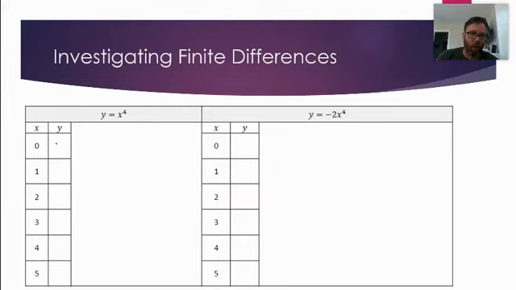The quartic polynomial, the basic quartic. So 0, 1, 2 to the power of 4 is 16. 3 to the power of 4 is 81. 4 to the power of 4 is, I believe, 256. And 5 to the power of 4, 625. Let's calculate the differences.